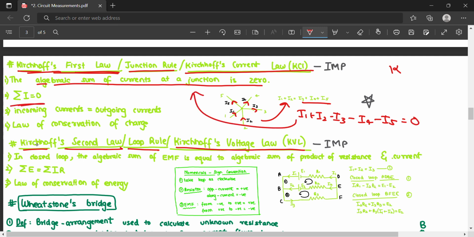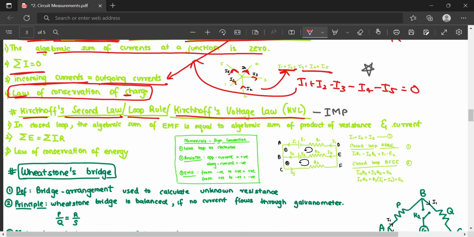That is, summation of I is equal to 0, and that the incoming currents is equal to the outgoing currents. Now, this law is based on the law of conservation of charge. Very easy way to remember: C for charge, C for current, both are CC. So yeah, that makes you feel better.